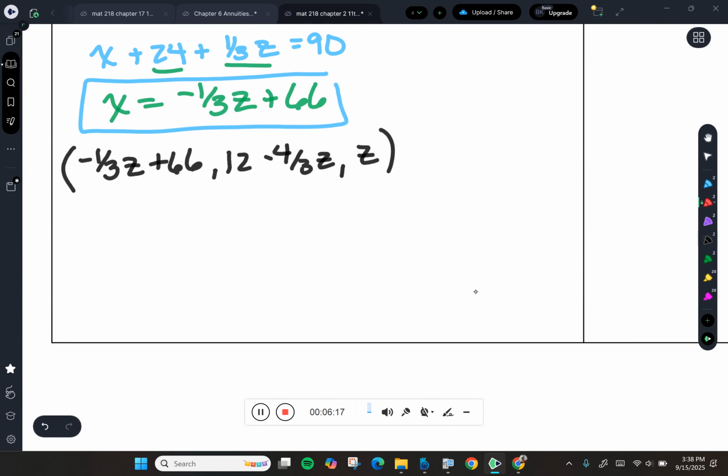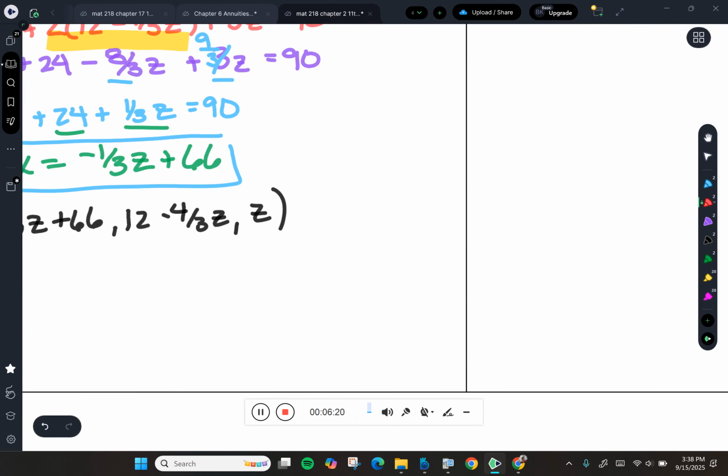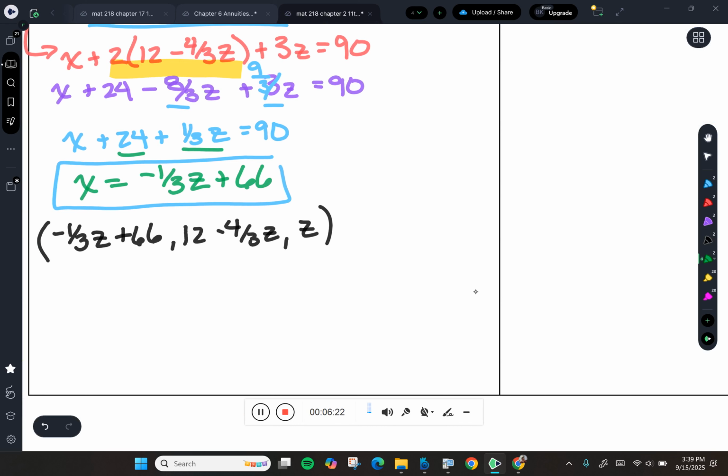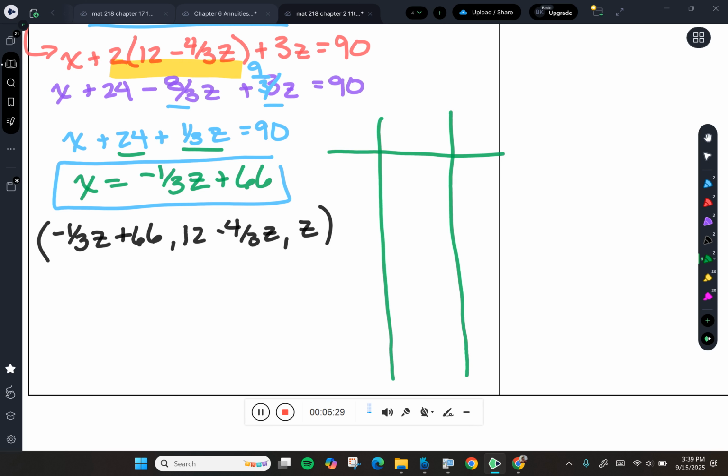So I'm going to come down here and make a table. That table is going to give me all of the possible answers for x's, y's, and z's. My z is just going to be z, my y's are going to go here, and my x's are going to go here. Remember, x is negative 1/3 z plus 66, and y is 12 minus 4/3 z. Now the smallest number that's not negative and an integer would be 0 for z. If z was 0, then y would be 12 and x would be 66.